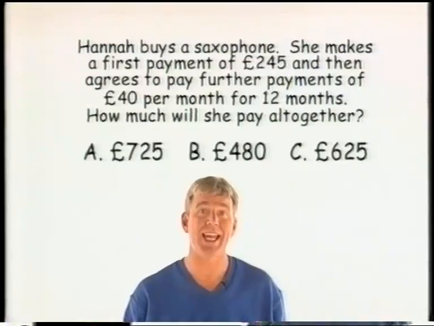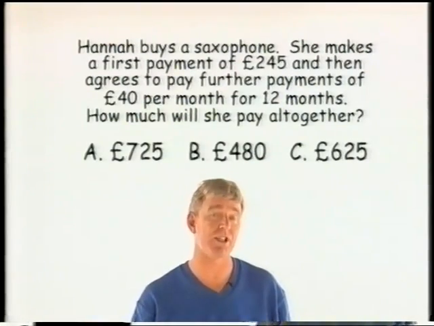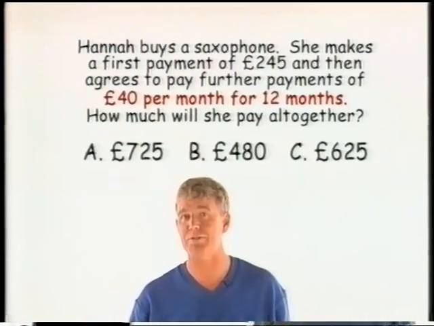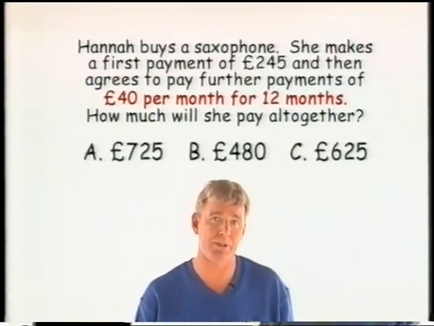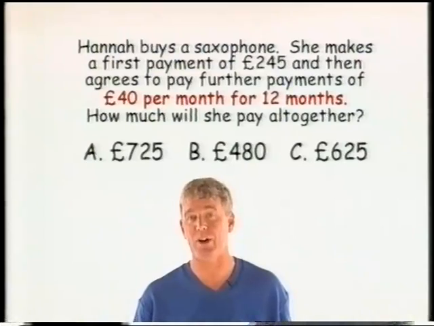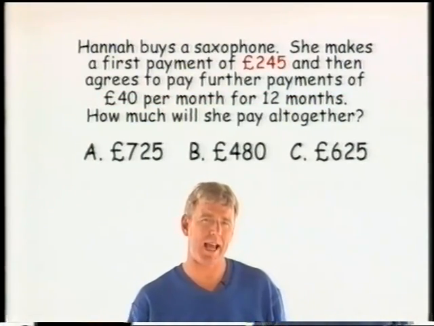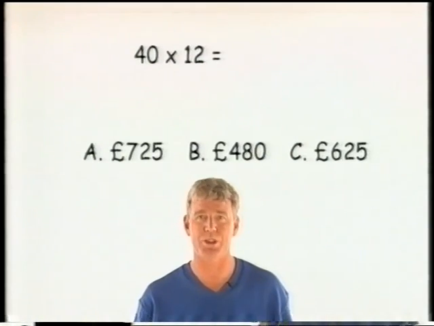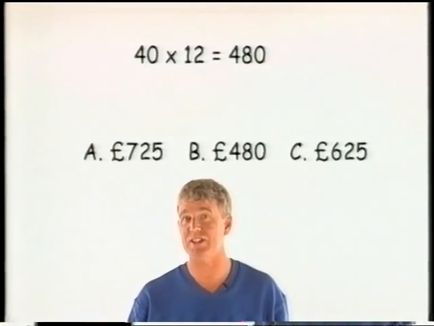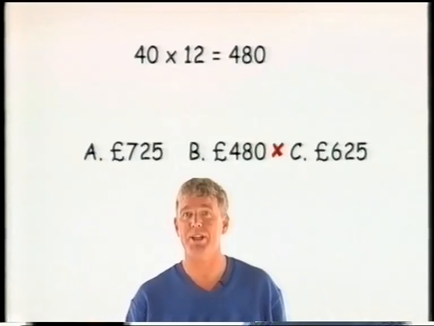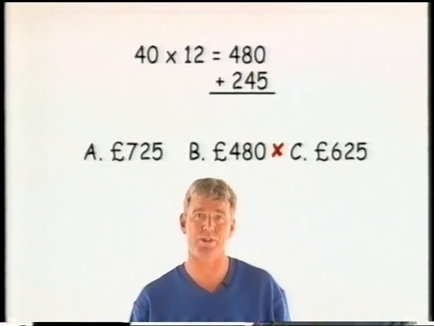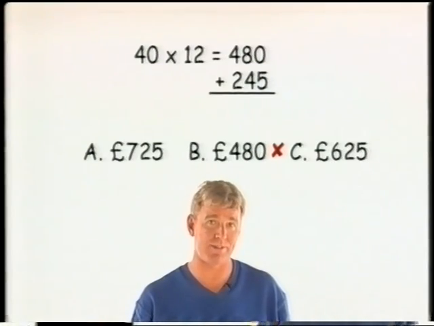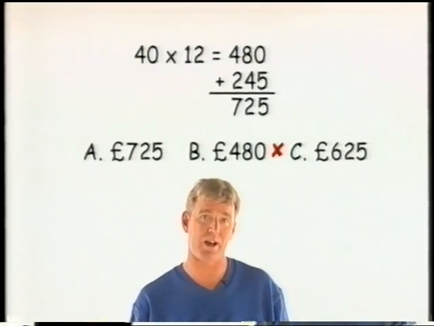If we read the question, it tells us that Hannah makes a first payment of £245 and then pays £40 a month for 12 months. So we need to work out how much she pays in 12 months and then add that onto the first payment. To work out how much she pays in 12 months, we multiply 40 by 12, which is 480. Now that's answer B, but it's not the right answer because we still have to add the £245 first payment. 480 and 245 is 725.